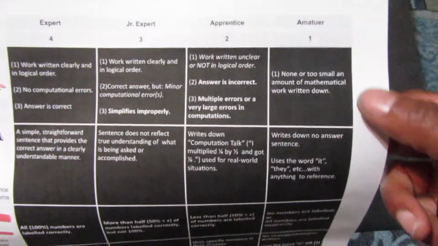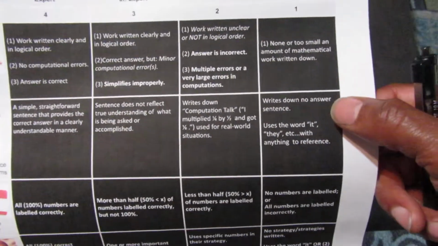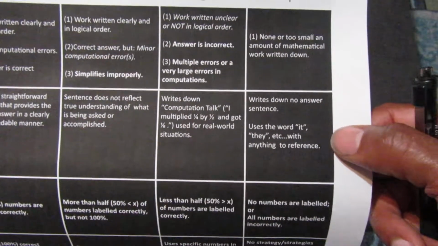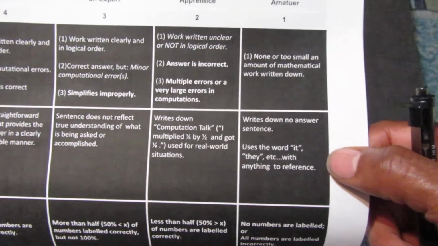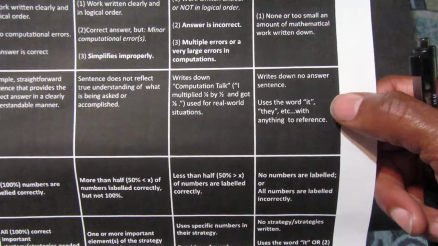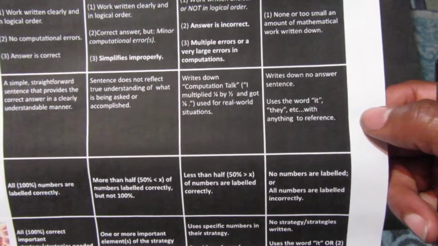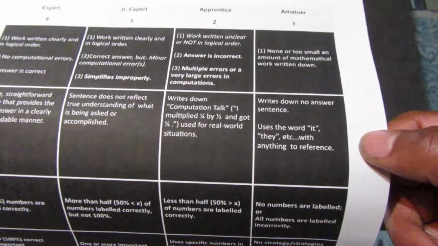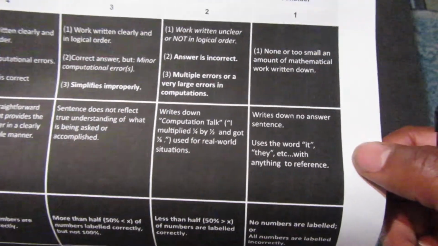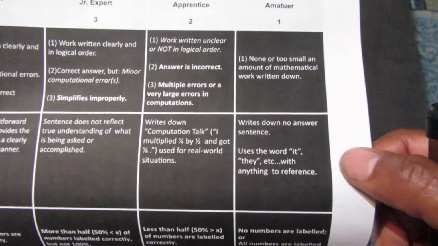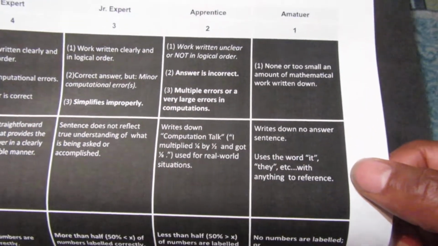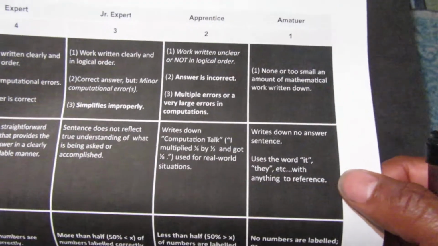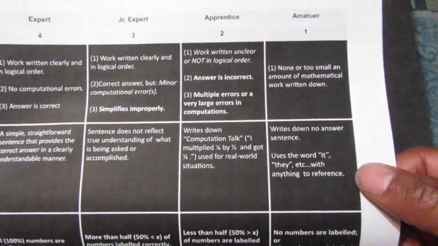Now, to earn an amateur in the answer sentence, you don't write down a sentence. There's just nothing I can talk to you about to figure out if you knew what the answer was. Or you use the word it, they, there, etc., without anything to reference. So let's say, "I got it, and it was the answer." You notice there's nothing I can refer to. But if they say, "I got the quotient, which was 12, and it was the answer," then I know what they're referring to. So that's really important.